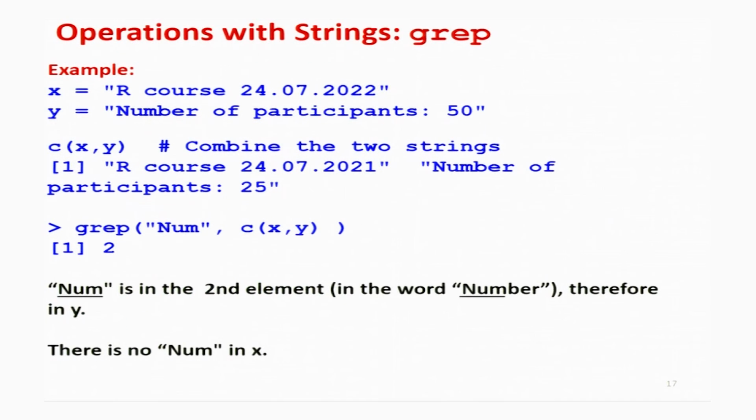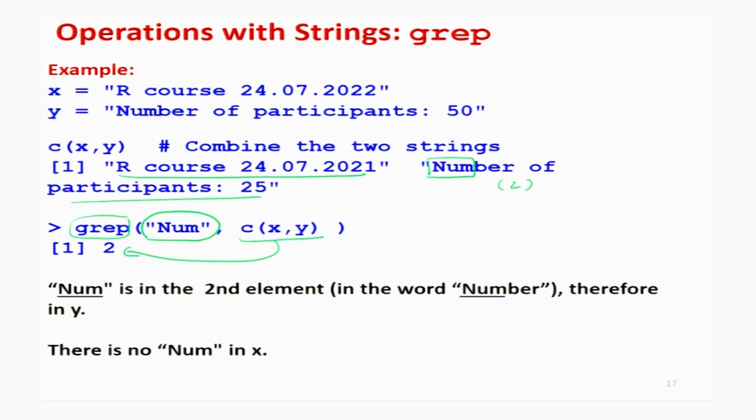Similarly, if I repeat the same example, but now suppose I try to find another word, num, N-U-M, you can see that in the first string there is no num, but in the second string there is a num in the word number, so this has position number 2, number of participants colon 25. So when you write grep and say num, you can see it gives you the answer 2. Right. So this is how it actually works.